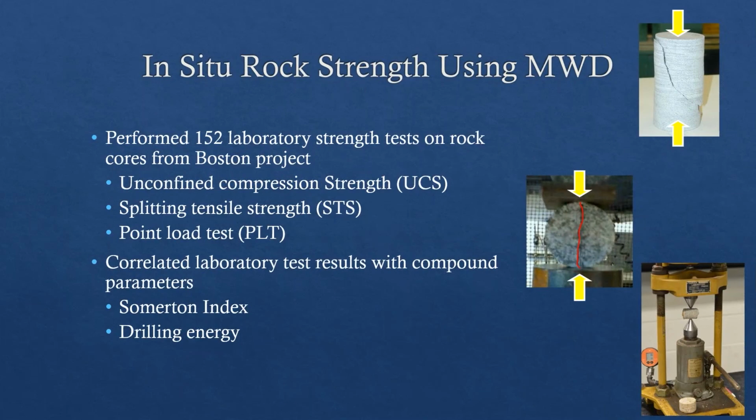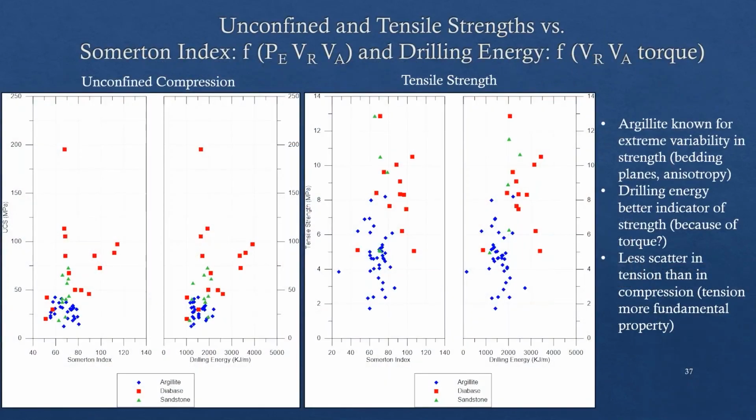What we did after this project, I recovered all the cores, and I had a master's student do a whole bunch of testing, 152 lab tests, did some unconfined compression, did some Brazilian splitting tensile tests, and some point load tests, and tried to compare these values of strength with some of the drilling parameters. This is a bit of a shotgun graph, but this is the unconfined compression and this is the tensile strength versus the Somerton index and the drilling energy.